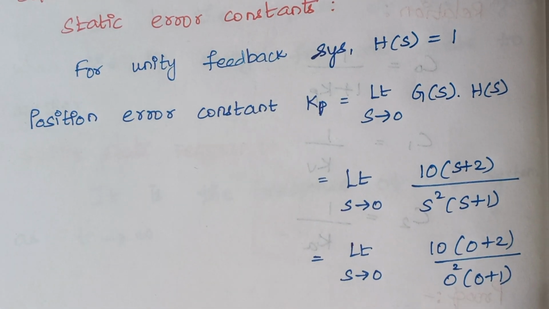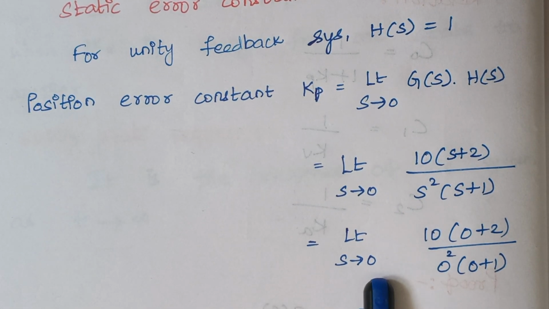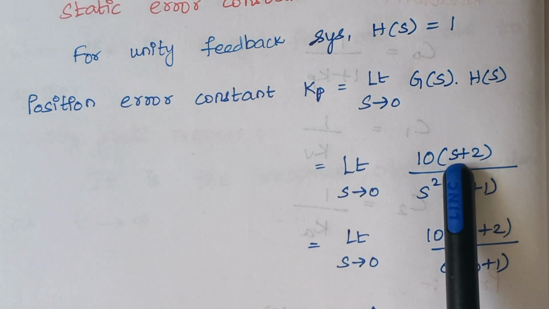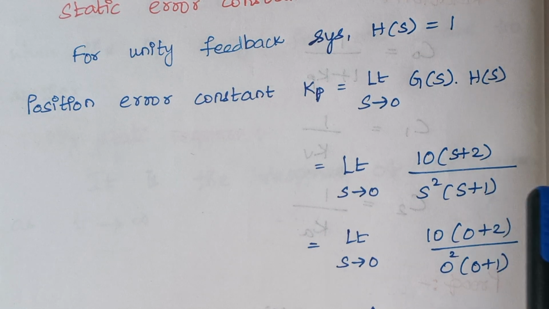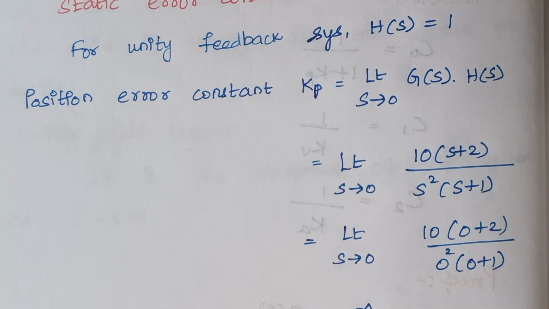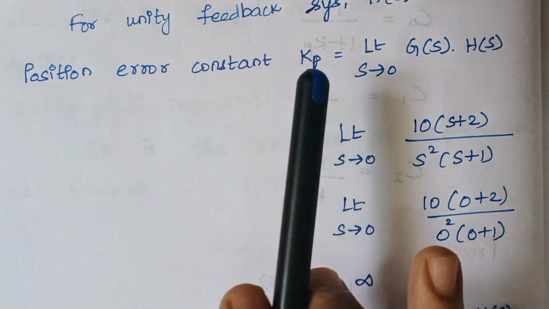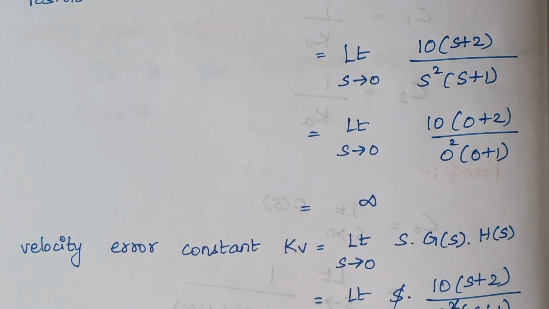So again when you apply the limit s tends to 0, we are going to substitute 0 in the place of s here. So 10 into 0 plus 2 divided by 0 into 0 plus 1. Right. So anything divided by 0 is nothing but infinity. So here the answer is infinity. The value of positional error constant for the given problem is infinity. Right. Then we are going to see velocity error constant.